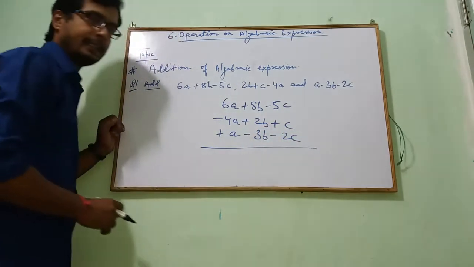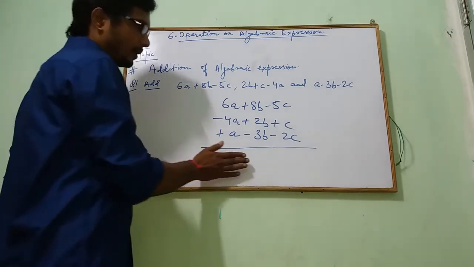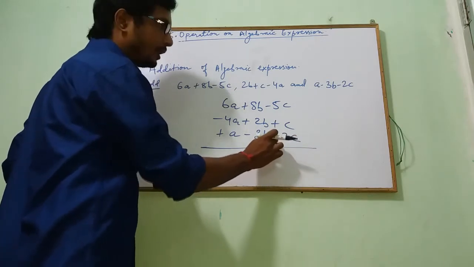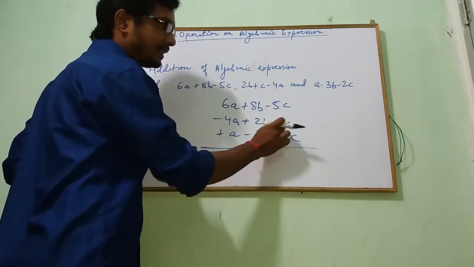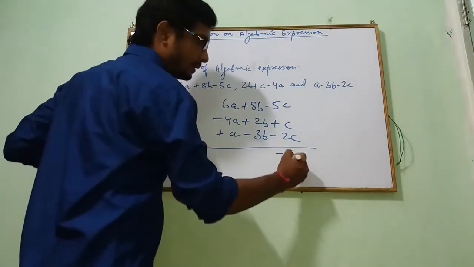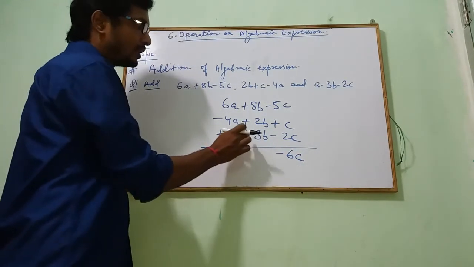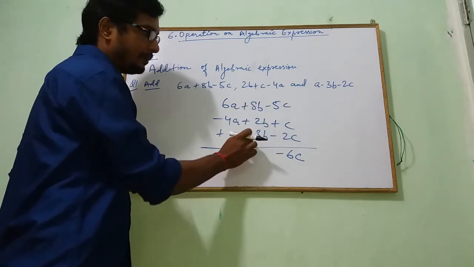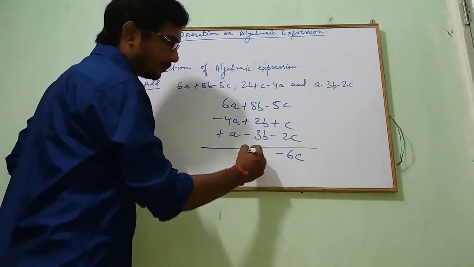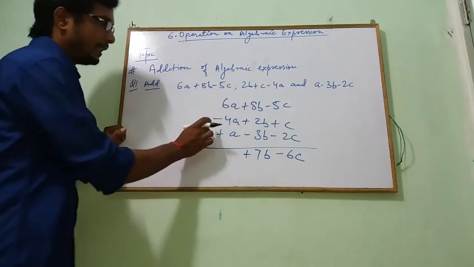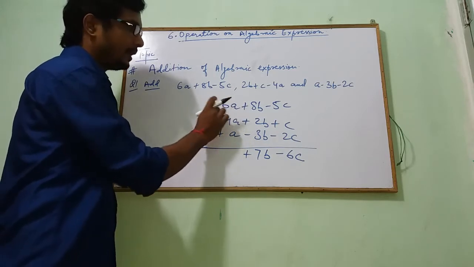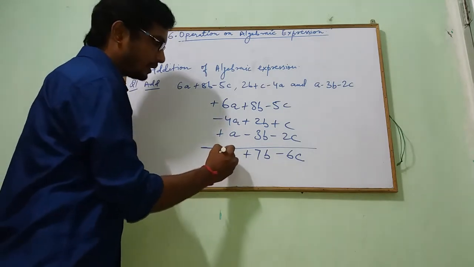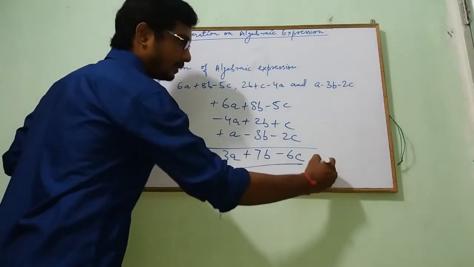And now I will add it up. Upon adding this, here you can see minus 5c and minus 2c, so it becomes minus 7c. Minus 7c plus c becomes minus 6c. Now come to this one, plus 8b plus 2b becomes plus 10b. Plus 10b minus 3b becomes plus 7b. And this one, plus 6a plus a becomes 7a, 7a minus 4a becomes 3a, and this will be my answer.